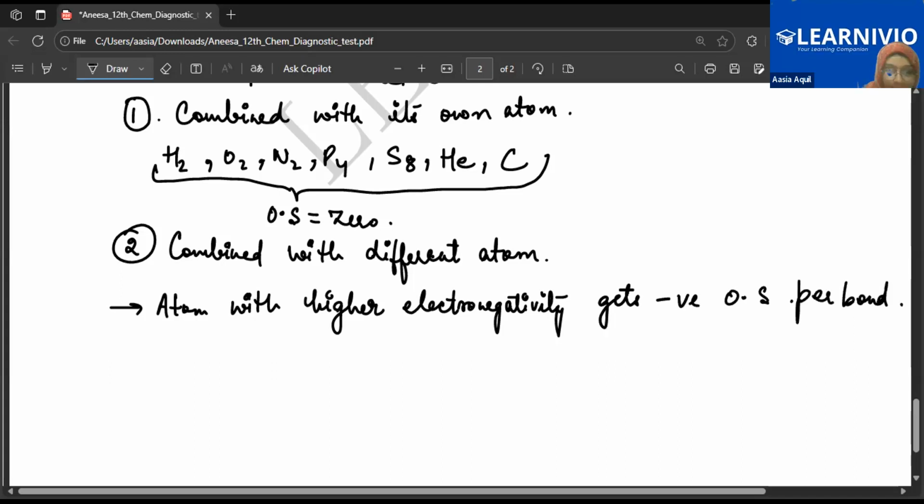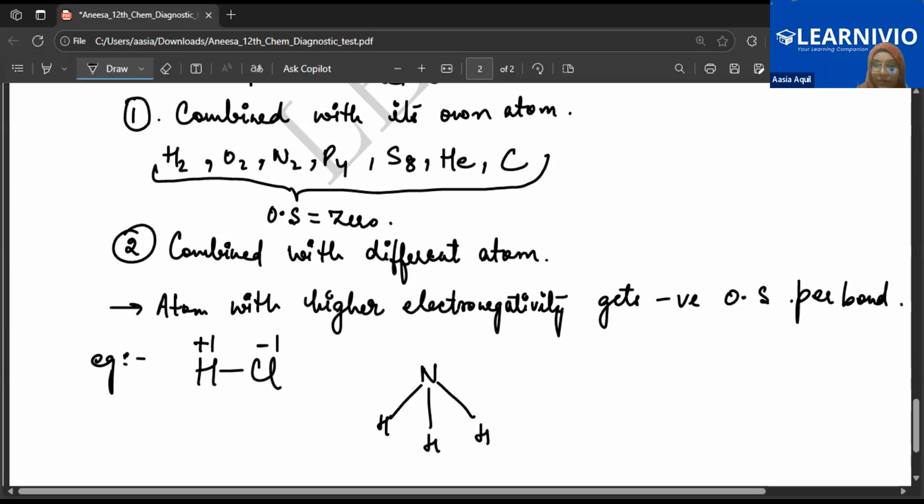Suppose HCl is there, hydrogen is combined with chlorine, and we know that chlorine is more electronegative than hydrogen. So chlorine will have -1, and hydrogen will have +1 oxidation state. Suppose it is ammonia, NH3. That's the structure of NH3, meaning 3 hydrogens are attached to the nitrogen.